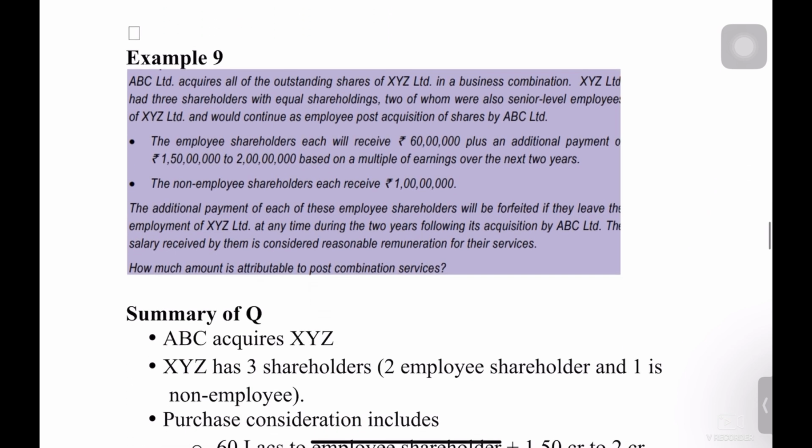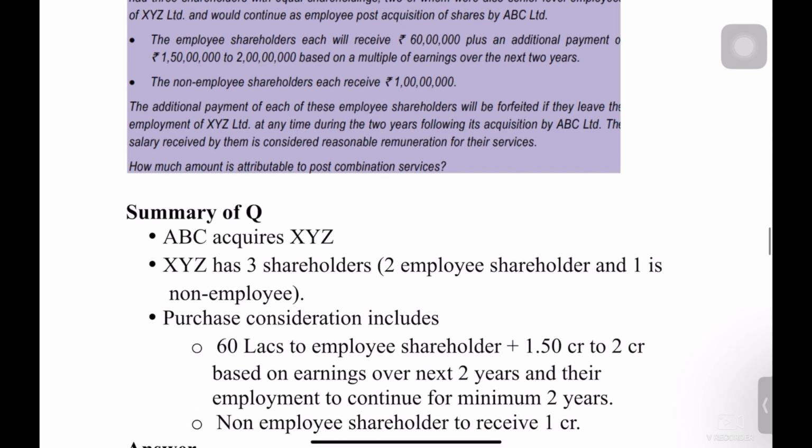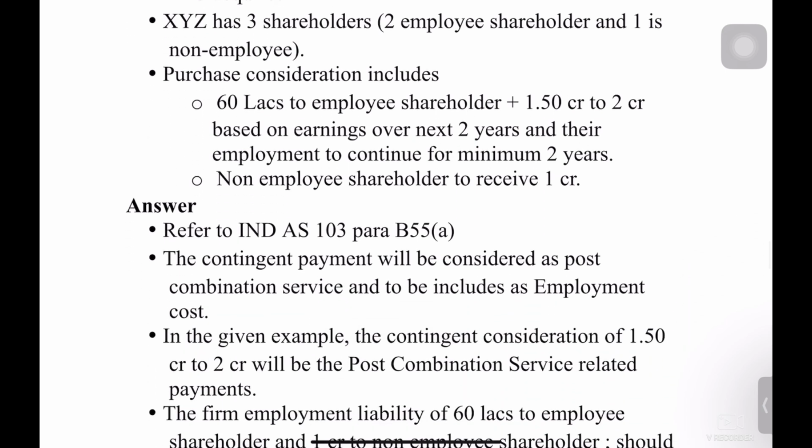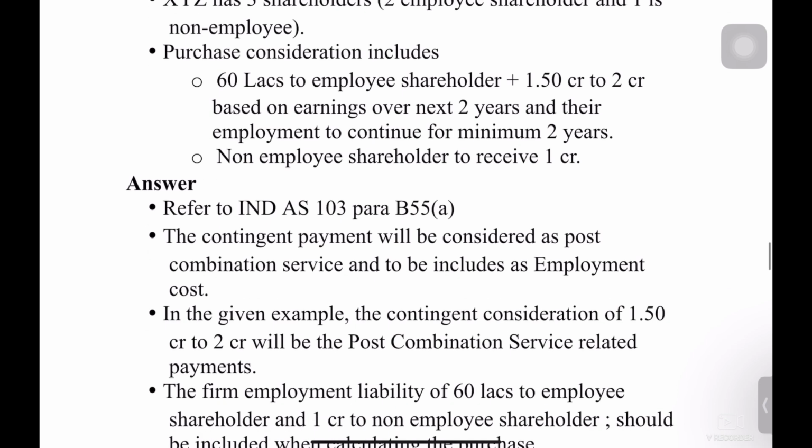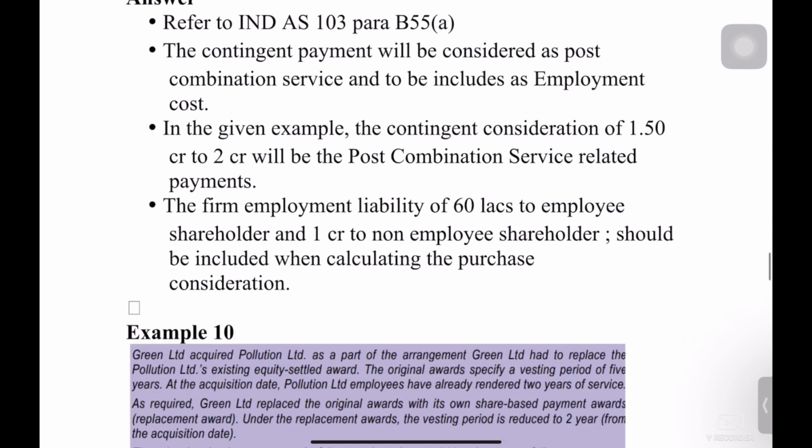Okay, then let me move on to the next example. In this example, ABC acquires XYZ, and XYZ has three shareholders: two employee shareholders and one non-employee shareholder. The purchase consideration includes 60 lakhs to the employee shareholder and additional consideration of 1.5 crore to 2 crore based on the earnings of the company over the next 2 years, and their employment to continue for a minimum of 2 years. The non-employee shareholder will receive 1 crore. So now let's see how this employment related consideration needs to be accounted for.